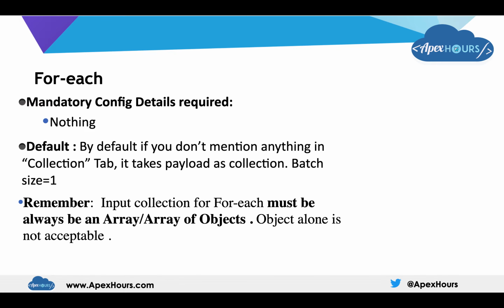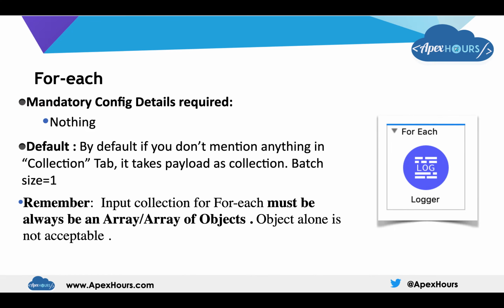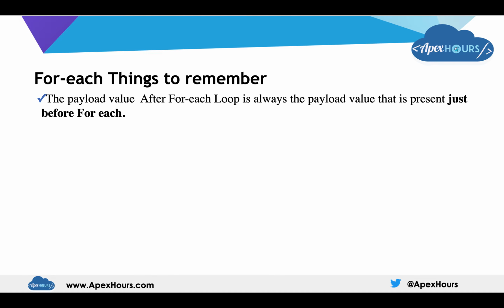Remember, for each, it is always the array or array of objects which will act as the input. Even if it is array of objects, at the end of the day it is an array, right? So for each, the input type is always array. Object alone is not acceptable, because for each itself means that for each record, that means we will be having more than one record. More than one record is always an array. For array of inputs, if we want to iterate over each record, we will use the for each component. This is how the component looks, and some things to remember about for each.